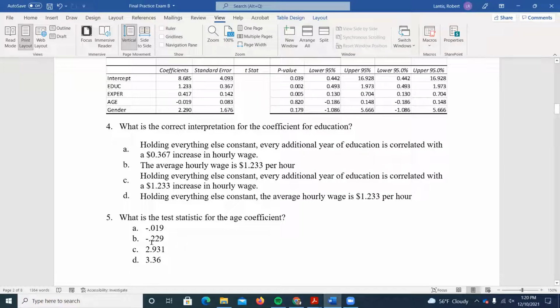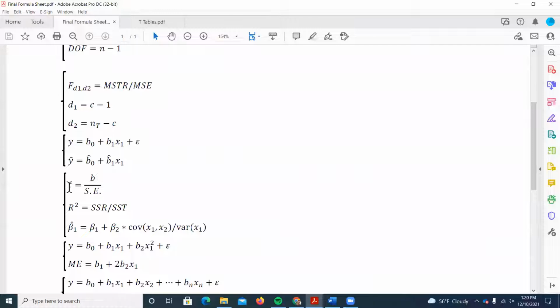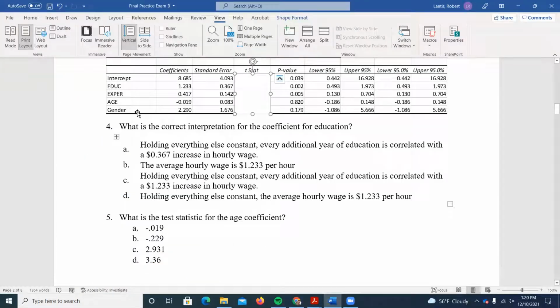If you go here in class and you're looking at the practice exams, I put this white box over the test statistics. But if I wanted to calculate the test statistic on age here, to find the test statistic for my coefficient, all I do is take that coefficient estimate and divide it by its associated standard error. So if I'm looking at this variable of age, negative 0.019 divided by 0.08. It's going to be approximately -1/4.